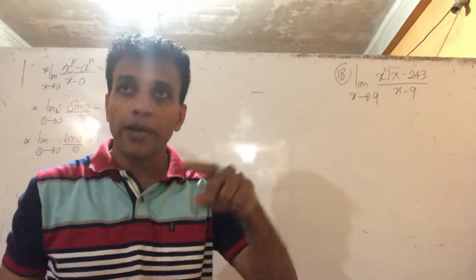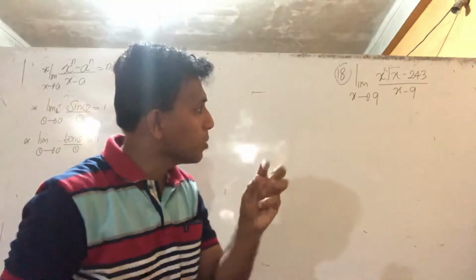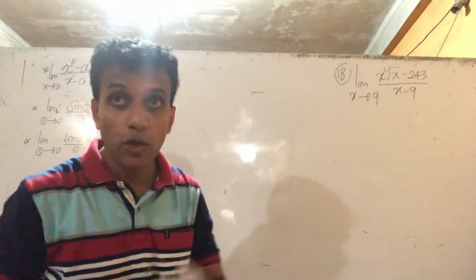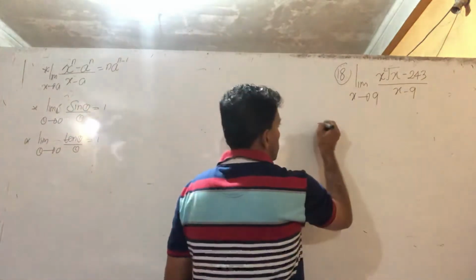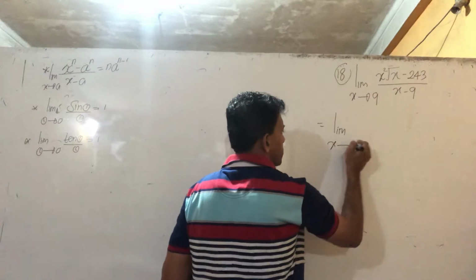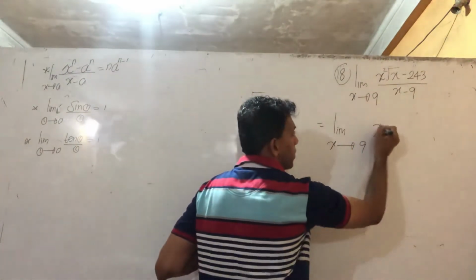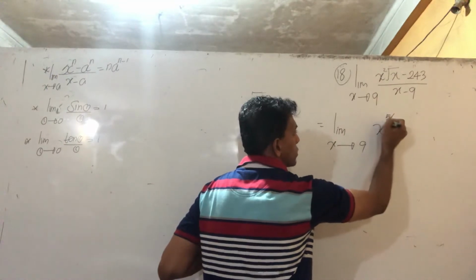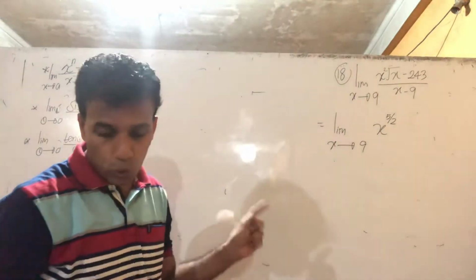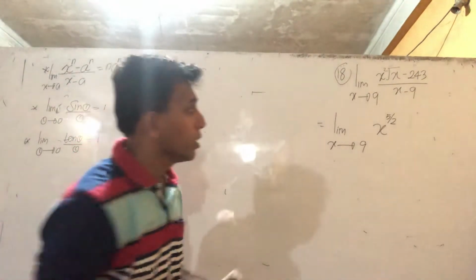Totally 2 plus, bases are same at the power. So totally x to the power is what? 2 plus half. 2 and half, 5 over 2. So can I write that form? Limit x tends to 9. X to the power 5 over 2, is it? X to the power 2 and half, that's 5 over 2.